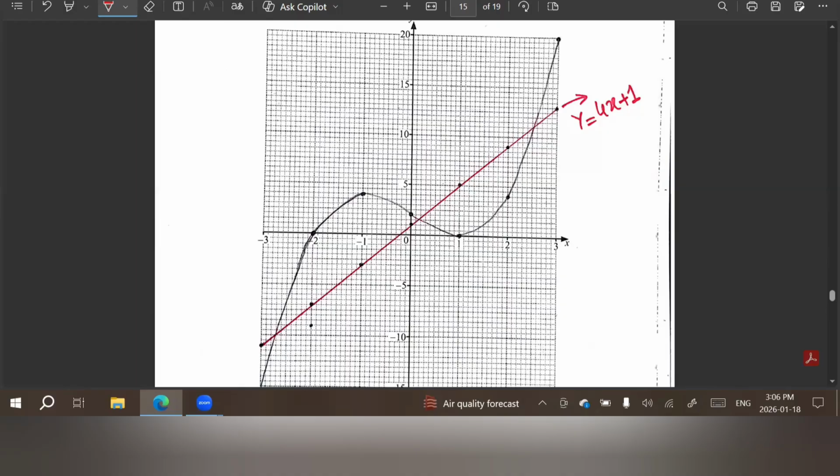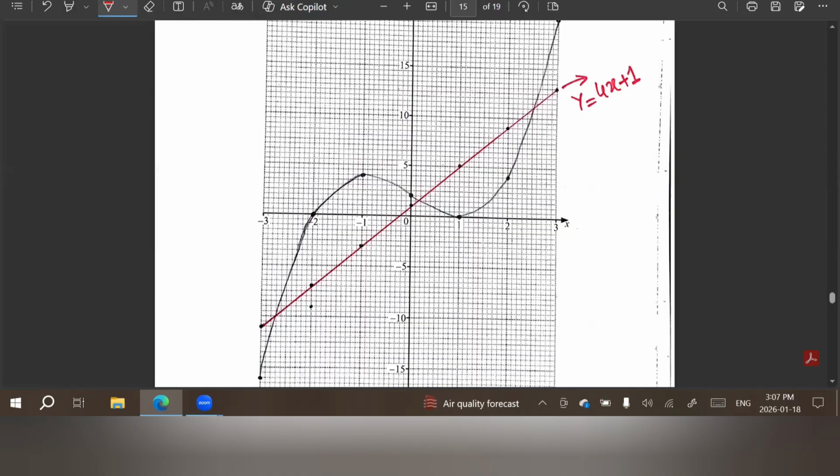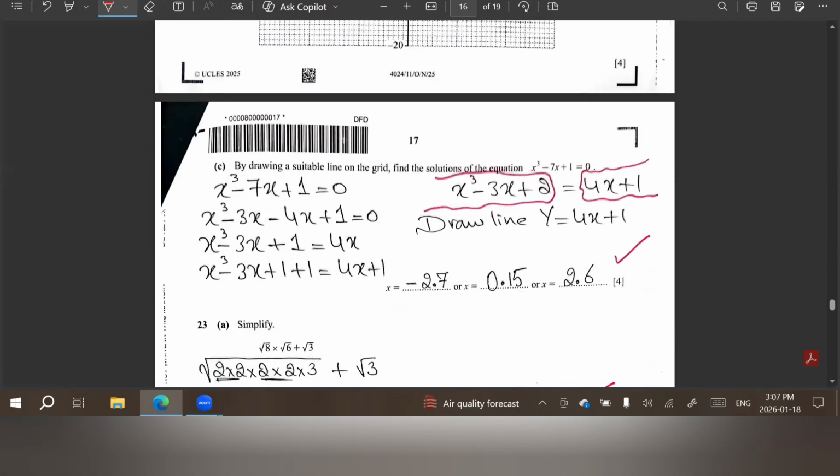For example, on this point, the value of x will be minus 2 point something. On this point of intersection, the value of x will be, I think, 0.1 or 0.2, 0.15 I think. And at this point of intersection, the x value will be 2 point something. So let me show you. I have written this. From the graph, I am saying that the x values will be minus 2.7, 0.15, or 2.6. So there are 3 points of intersection.